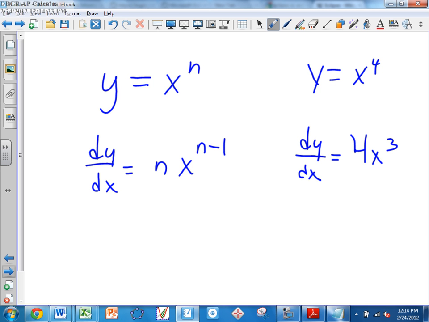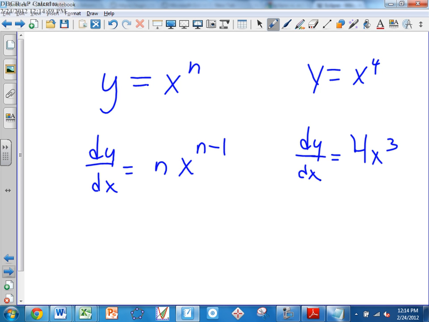Whatever the power happened to be, we brought the power down in front, and we subtracted 1 from the power. That's right here. Are we clear? Again, you bring it down in front, and then subtract 1 from the power. So what you're really doing here is multiplying by the old power, multiplying by 4, the old power, and reducing the power by 1. So if we're integrating, what's the opposite of multiplication? Division. So we're probably going to divide by something here.